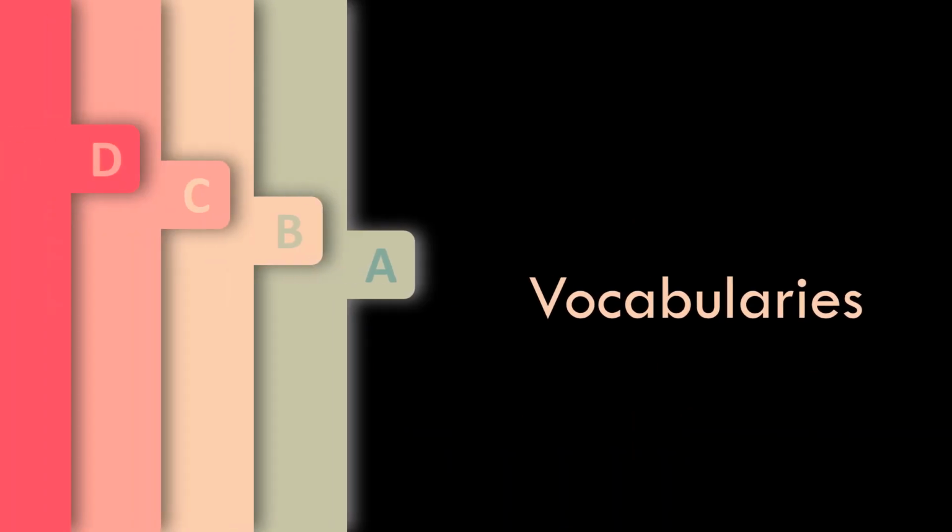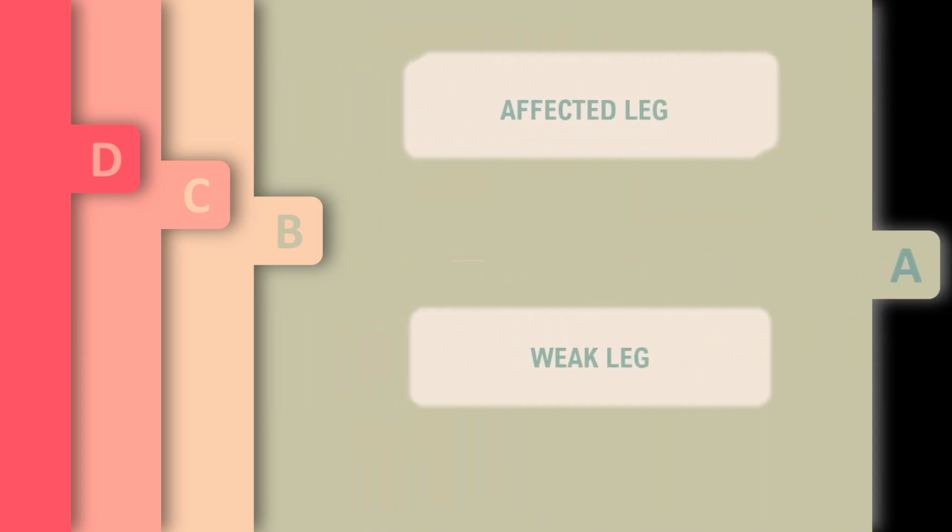And here are the vocabularies. The first phrase you need to know is affected leg. Affected leg means the leg that is injured or has a problem, so it can't be moved normally. That's why affected leg is also called weak leg. Jadi, affected leg adalah kaki yang terdampak, cedera atau kaki yang tidak bisa digerakkan secara normal. Sehingga frasa affected leg juga sering disebut dengan weak leg.